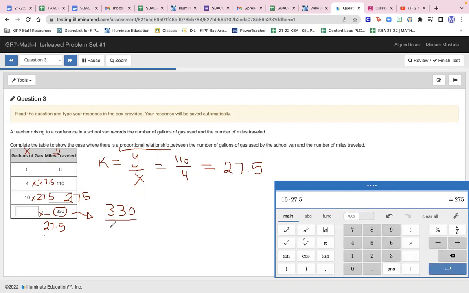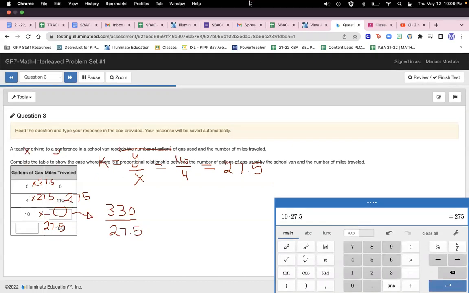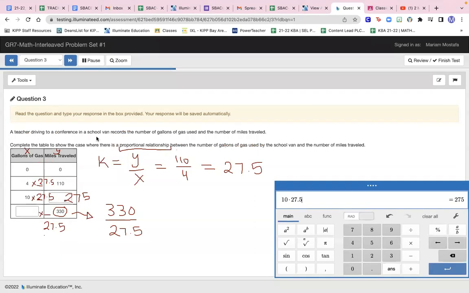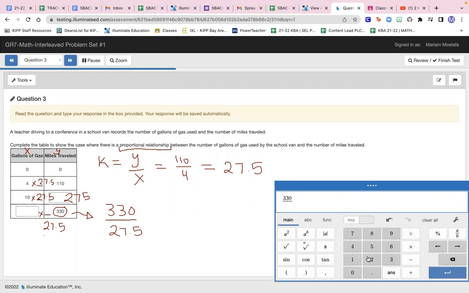divided by 27.5. And again, you could use your calculator because the calculator will always help you. So I'm going to clear it and we just do 330 divided by 27.5. And that would be 12. Which makes sense because what that means is 12 times 27.5 gives me 330.